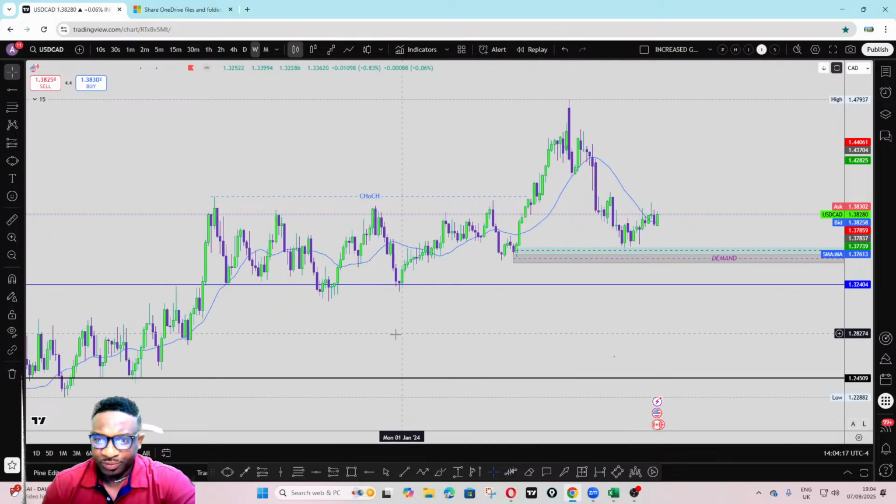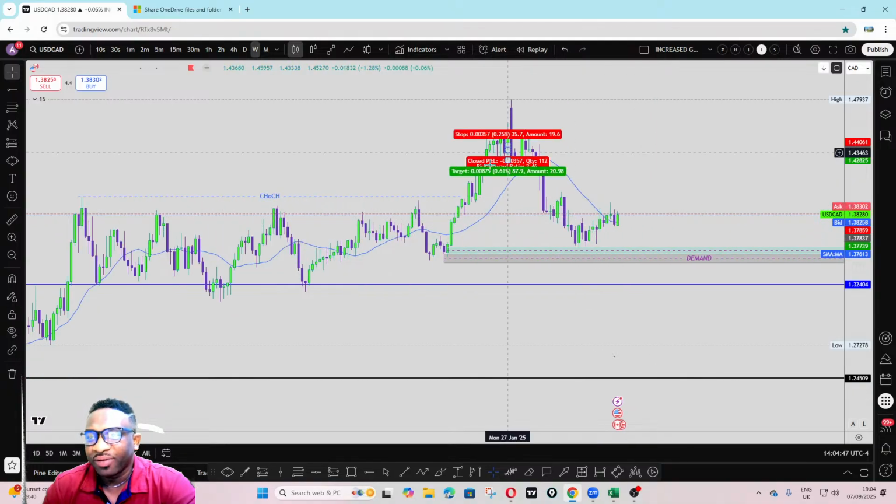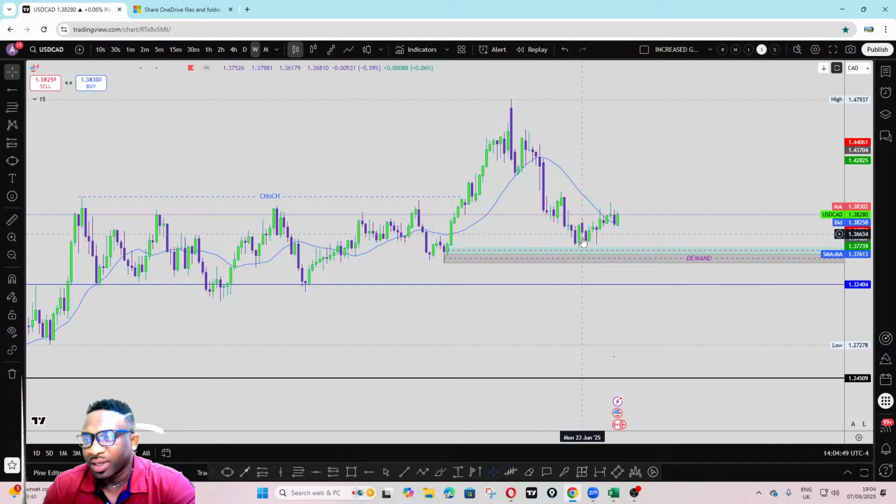So doing this top-down analysis, the aim is to find directional bias on the higher time frame. With the weekly time frame that I have on the screen now, I want to basically identify the most likely area price should be heading towards for the week. Every bar we see here is 1 week.